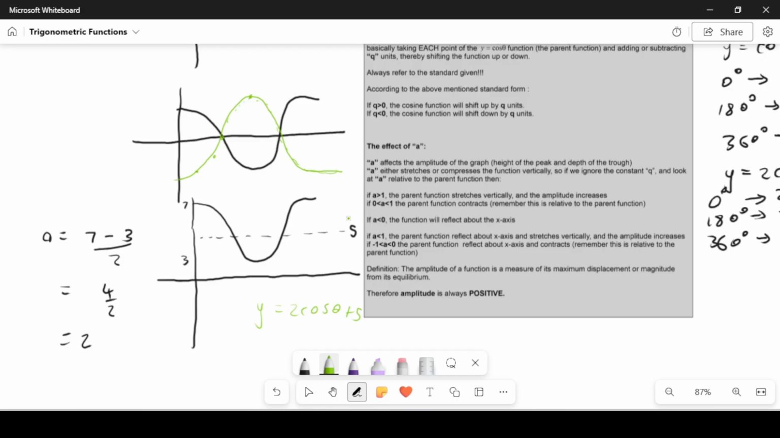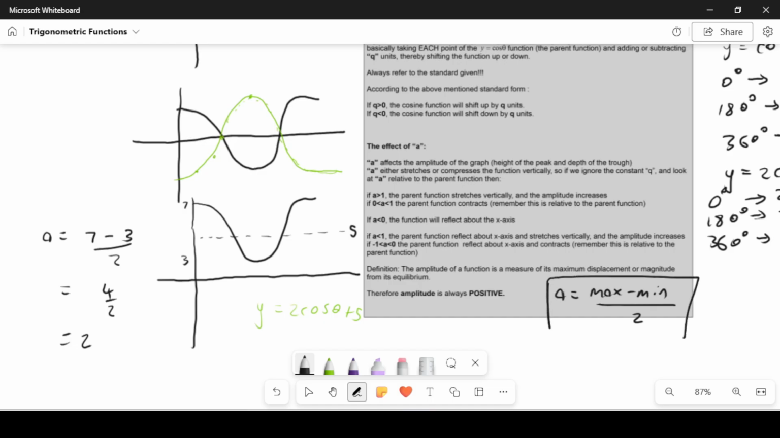Now I'm going to show you how we can extract information given the graph, and we need to find the equation. I will show you how we can do that. But for now, I'm just showing you that the formula for amplitude, for both the sine and the cosine function, is A equals the maximum minus the minimum, divided by 2.